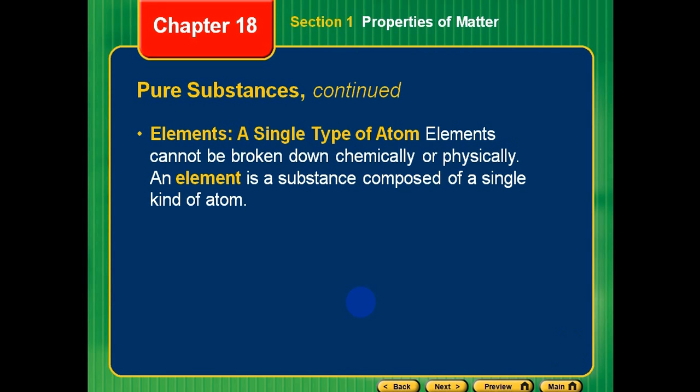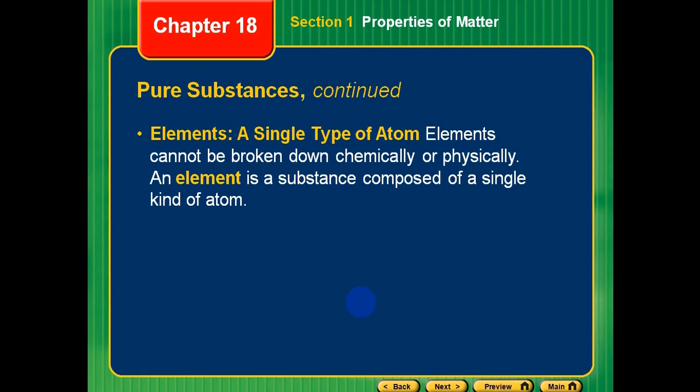Let's start with elements. Elements, single type of atoms. Elements cannot be broken chemically or physically. We have so many elements. We have more than 100 elements such as gold, silver, copper, oxygen, nitrogen, hydrogen, helium. We have so many types of elements.